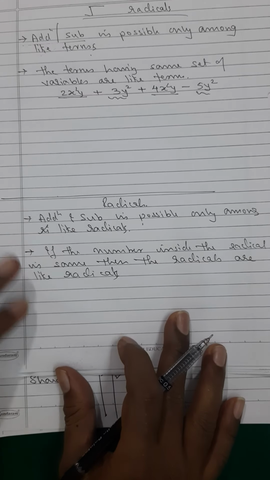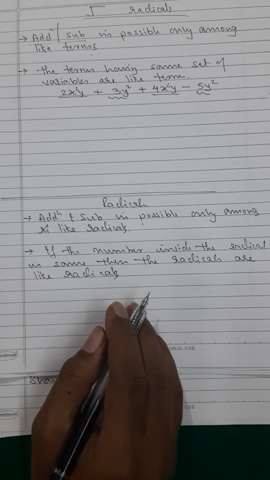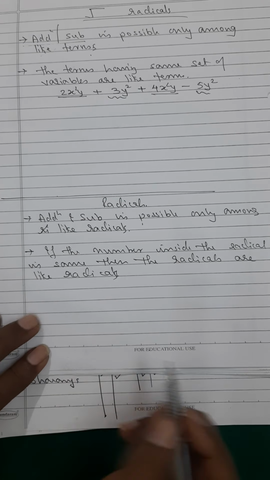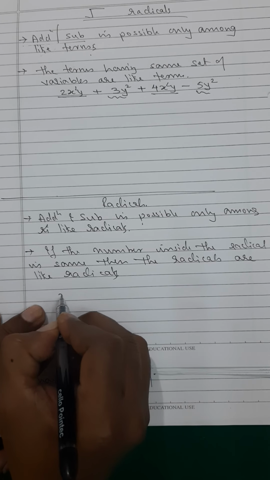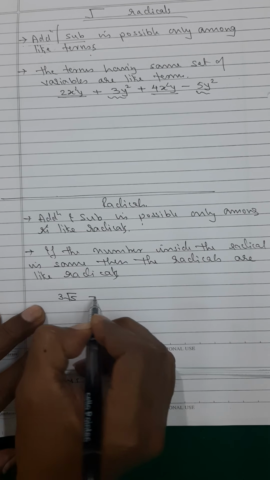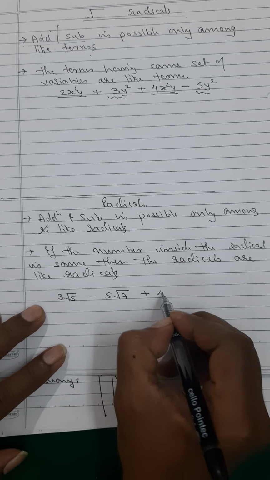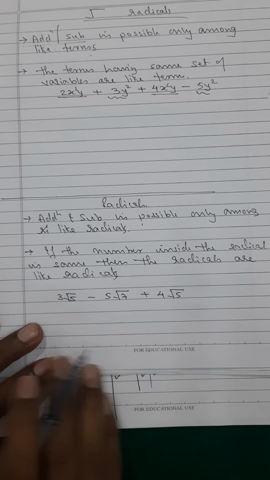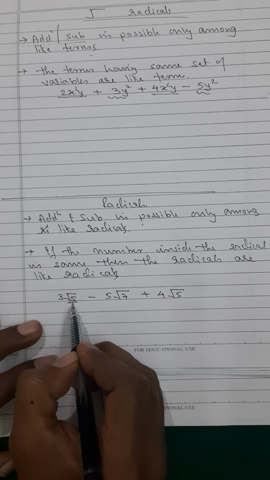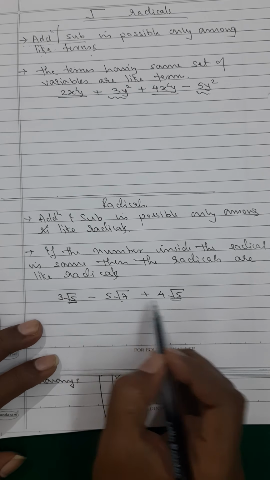Similarly, if I have got over here, who are the like radicals? So see, my dear students, actually speaking, 3 root 5 minus 5 root 7 plus 4 root 5. Here if you will see, these root 5 terms are like radicals. Root 7 and root 5 are not.